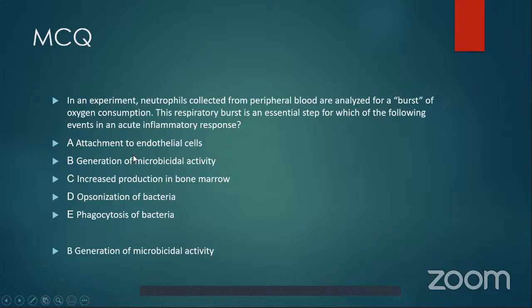If you didn't have this particular option, the answer would be phagocytosis. It's not opsonization. It has nothing to do with increased production in bone marrow. And obviously, respiratory burst doesn't have any role in attachment to the endothelial cells. So it is basically under phagocytosis. But since the exact step under phagocytosis is given in the option, we have chosen generation of microbicidal activity.